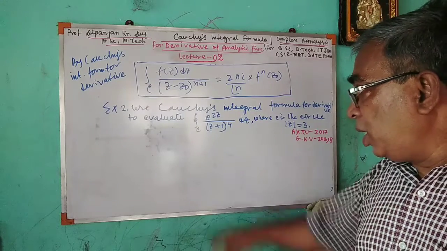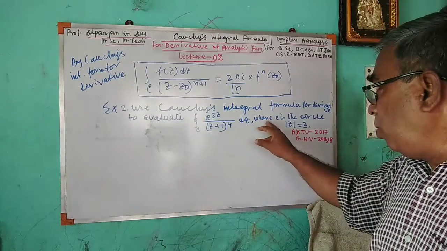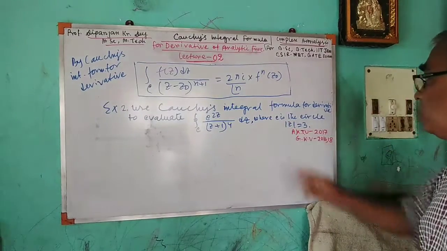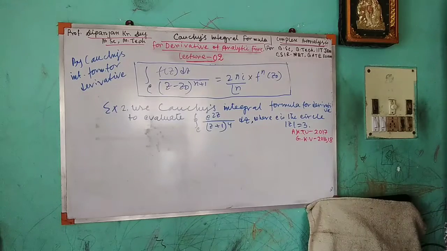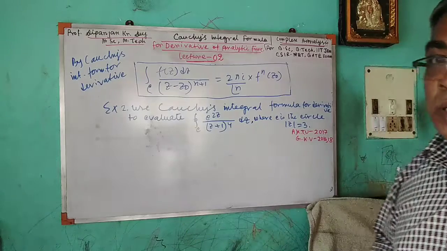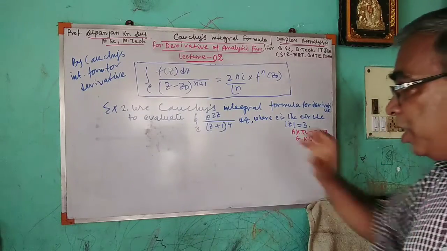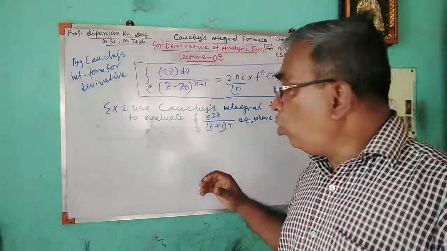Use Cauchy's integral formula for derivative to evaluate this, where C is the circle mod Z equal to 3. So this is the second sum, and I will do another sum in this lecture. This is a university question paper, a very important sum.